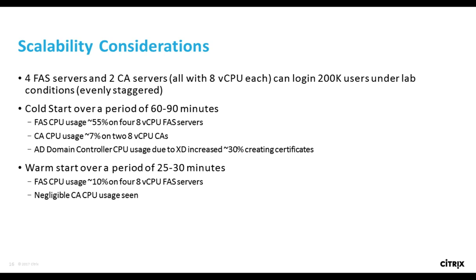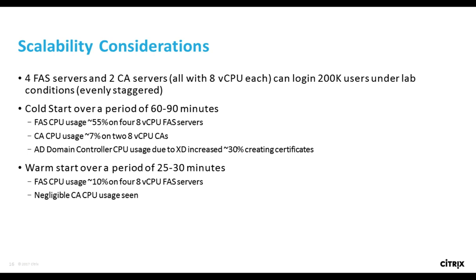I think I covered some of this already, but it's here in print for you: you'll have 4 FAS servers and 2 CA servers, all with about 8 CPUs each. In this case, if you build something that big, you can get about 200,000 users under lab conditions. What does that mean? It means that we evenly staggered them, and that was what we did from a testing perspective. In a cold start period of 60 to 90 minutes, from a CA perspective, the CPU usage is going to be about 7% with 2 8-way boxes. So it's relatively minimal.